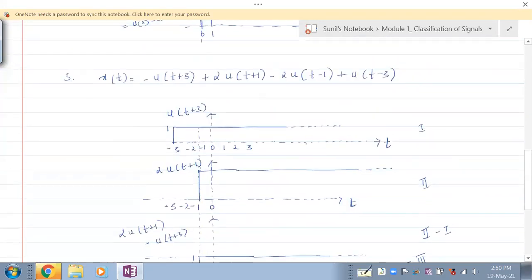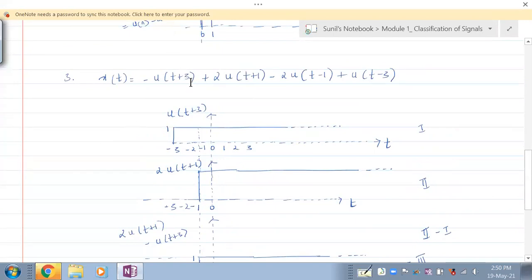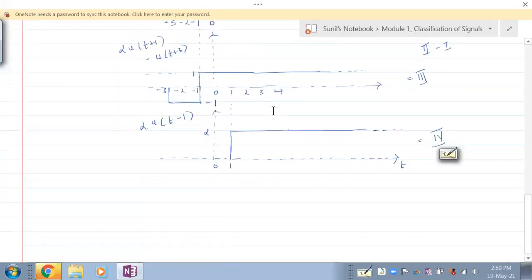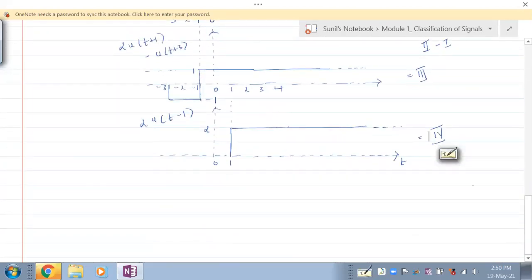So we have the result of this. This particular signal 2u of t minus 1 needs to be subtracted from the resulting signal from the first two terms. So what we need to perform is the third signal minus the fourth signal here. The Roman numbers I've written are just references. So what is this now?